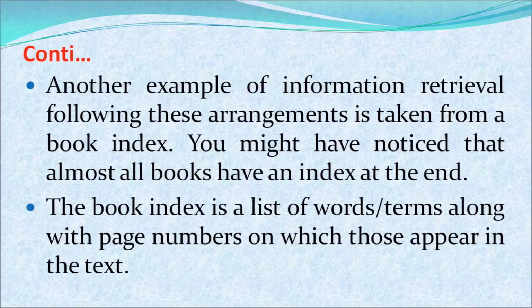Another example of information retrieval following these arrangements is taken from the book index. You might have noticed that almost all the books have an index in the end. The book index is a list of words and terms with the page numbers on which those appear in the textbook. Everybody knows that there is an index at the end of the book wherefrom we find the words, and finally we reach the page number of the book. That is also a way of retrieving information.